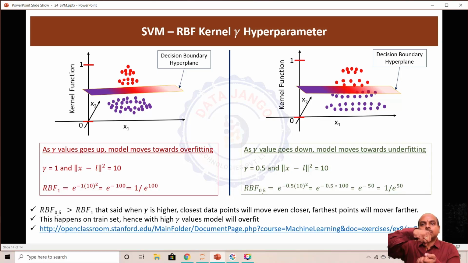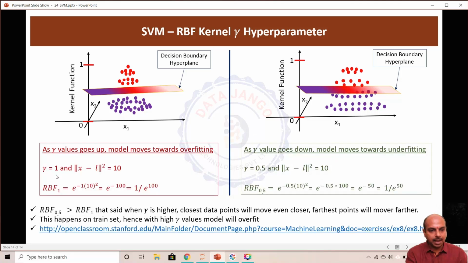So you need to have some lenience while building the model. You will give that lenience after building the model, right? When the model is working very well on the train set, and on the test set it is not working well, then you loosen it a little bit. So you can reduce the gamma to make the model move towards underfitting, or make the model balanced on the train set and test set both. I hope you are getting it. But if you look at the math here, if gamma is equal to 1, suppose that the norm of x minus L square is 10. In both the cases, the norm of x minus L square is 10.